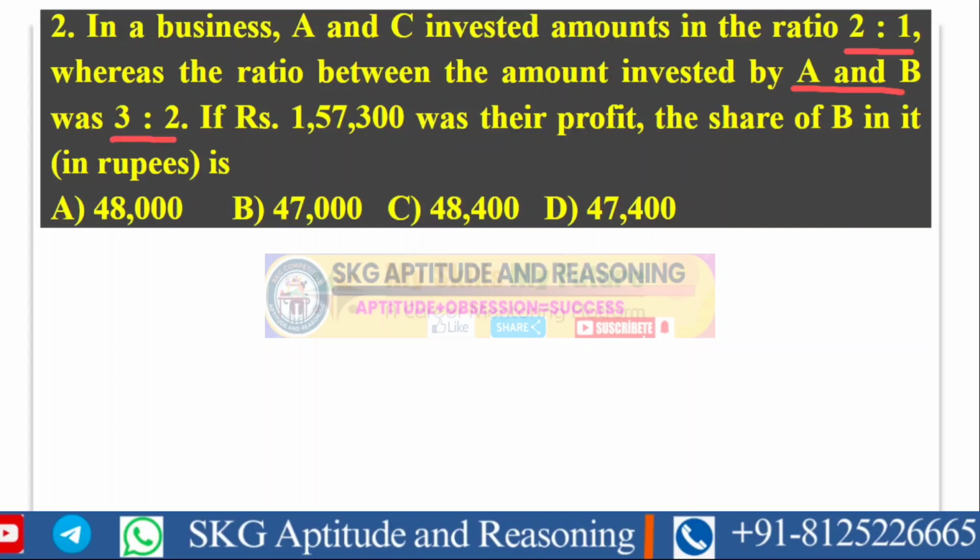In ratio, we already discussed this point. Suppose A and B are two persons and B and C are two persons, and the A and B ratio is given as 1 is to 2 and the B and C ratio is given as 2 is to 1.